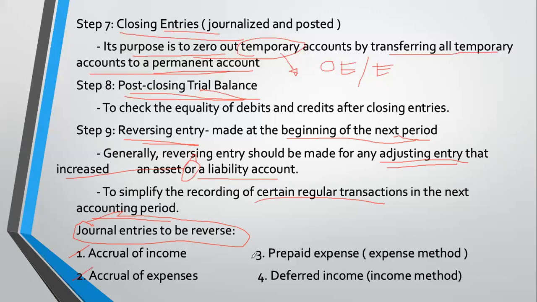If we have prepaid expense, remember, there are two methods under prepaid expense, but only the expense method is subject for reversal. And under deferred income, we also have two methods, and only the income method is subject for reversal. Okay, so take note again that step 8 and step 9 are optional steps. Therefore, you are not required to prepare a post-closing trial balance and to reverse the entries.